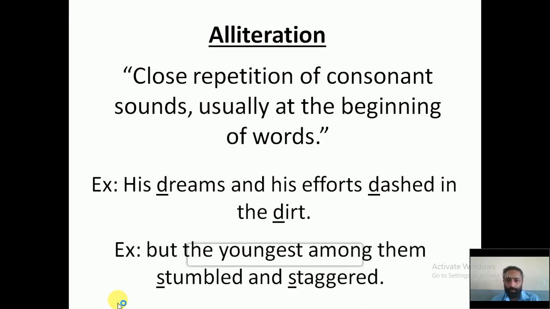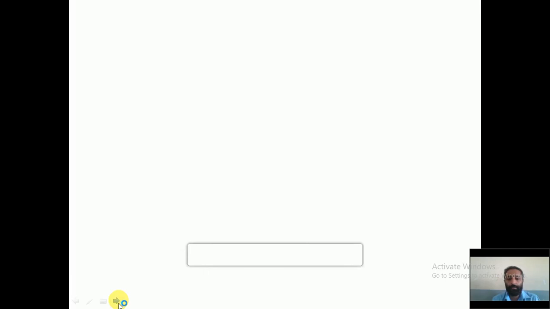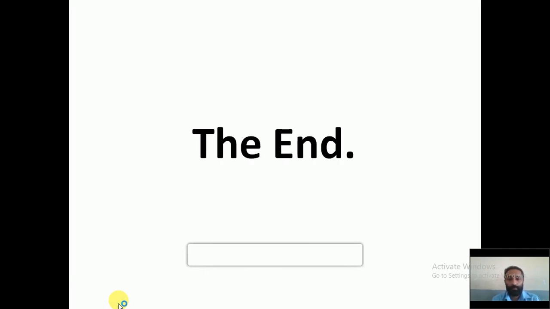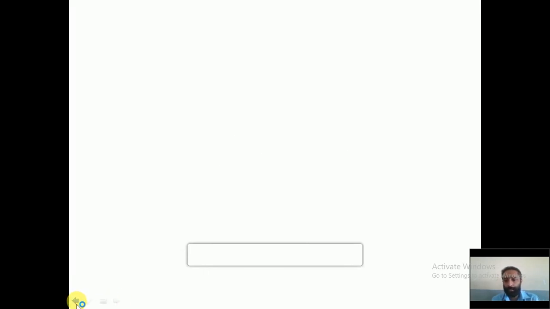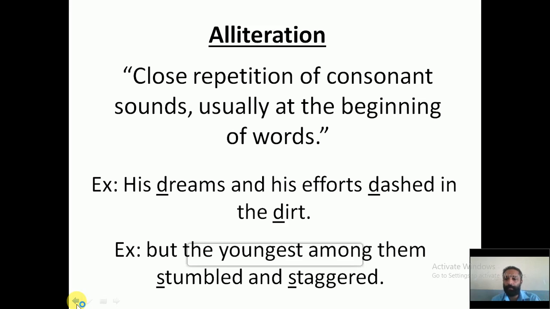Now come to one more example. But the youngest among them stumbled, S consonant, and staggered, S consonant. So that's what you mean by the term alliteration: close repetition of consonant sounds, usually at the beginning of the words. If you go through the poem, you will get more examples of alliteration. So these are the things that you need to understand, and we are ending with alliteration.